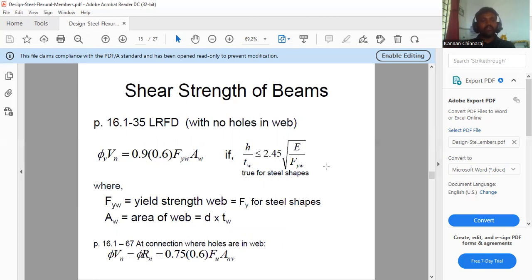Phi Vn equals 0.9 into 0.6 into Fyw Aw, if h divided by the thickness of the web is less than or equal to 2.45 into root of E divided by Fy. This is true for steel shapes, where Fyw equals the yield strength of the web, Fy for the steel shape, and Aw equals the area of the web. The area of the web can also be determined as d into tw.